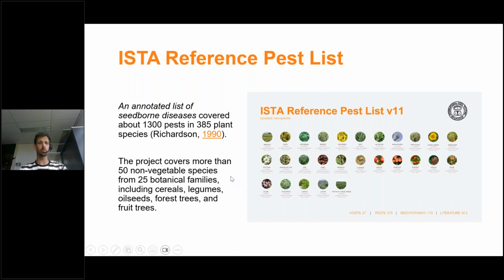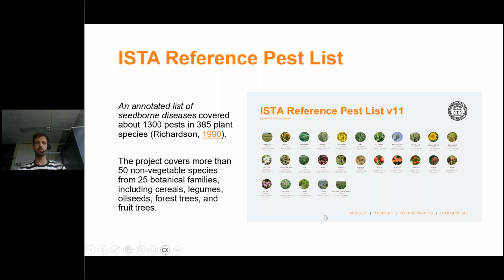we do in this project cover 15 non-vegetable species from 25 botanical families. Today, the version 12 of the reference pest list is launched, so the current numbers are already outdated. Sorry for that. The number of 27 hosts is now up to 34, if I'm correct, with the addition of three species to the pest lists, and you can find this on the website as well.